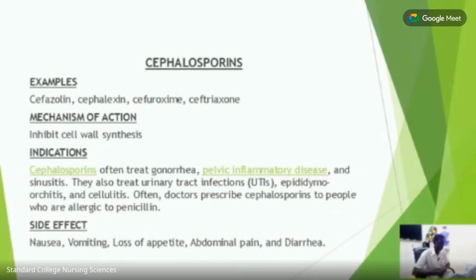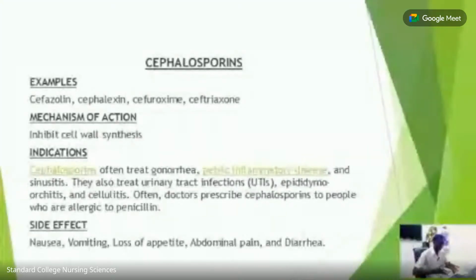Here it is often also used in management of cases like gonorrhea, pelvic inflammatory diseases, and sinusitis. They are also used in treatment of urinary tract infection. Also used in treatment of conditions like cellulitis, and also conditions like orchitis. That is purely the inflammation of the testes.